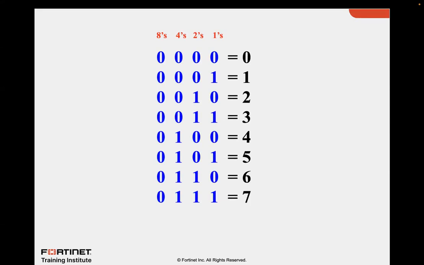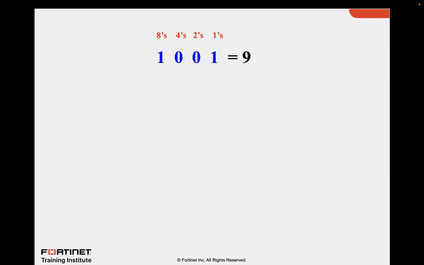7 is a 4 and a 2 for 6, and one more is 7. The next one up is the eights column. So I just put a 1 in that column, 0 in the rest of the columns. That gives me an 8. 9 would be an 8 and a 1, gives me a 9.